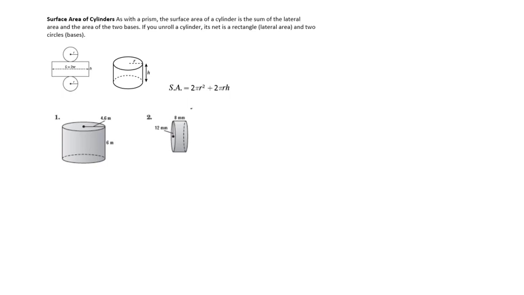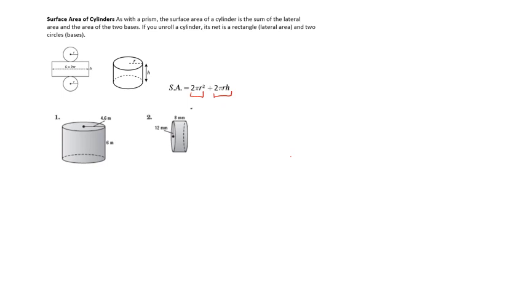Surface area of cylinders. As with a prism, the surface area of a cylinder is the sum of the lateral area. The lateral area is the area of this part here, the part that isn't the base, plus the area of the two bases. If you unroll it, you get what's called your net. So it's the area of those two circles and then that rectangle in between. Here's the area of those two circles, and this is the area of that rectangle in between.